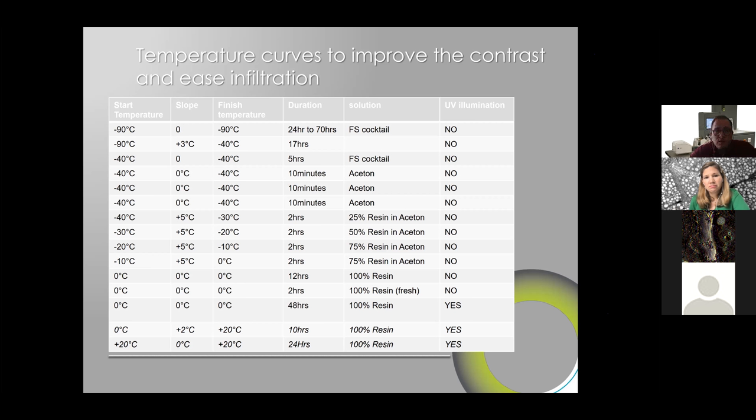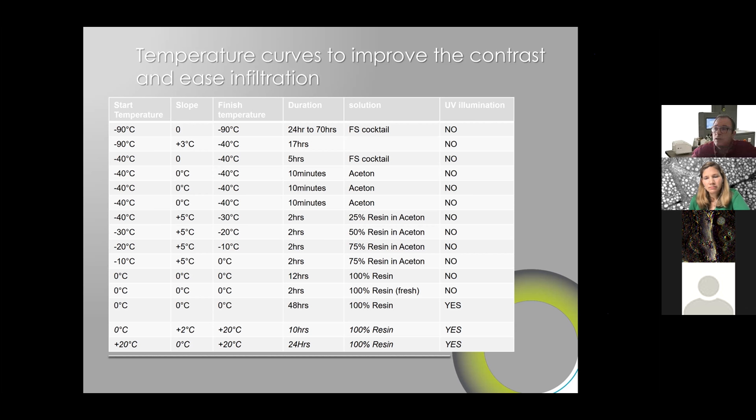Another thing which is annoying to all of you is the fact that the resin is not that fluid at minus 30 degrees. It's quite viscous. So that's quite annoying. And so what I did was to try to embed the samples at 0 degrees Celsius. So basically the 100%, which is the most viscous part, at 0 degrees Celsius, and it works fine. And the embedding is quite good.